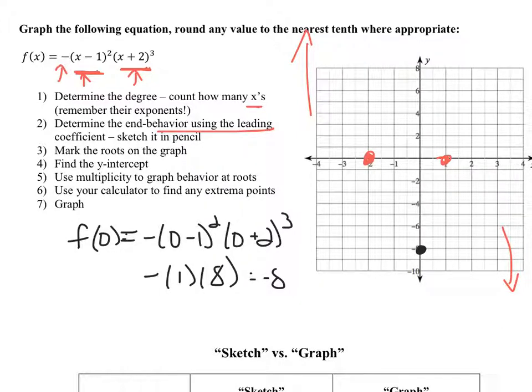Okay, so I know it has to go through that. It just makes my graph a bit more accurate. So this point would be 0, negative 8.